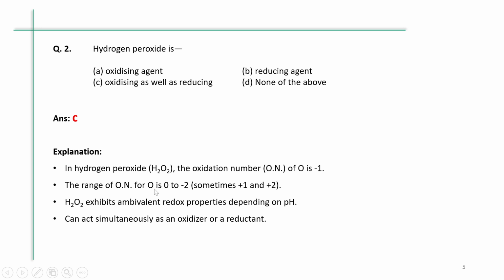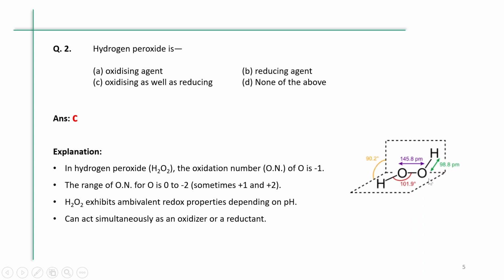The only element more electronegative than oxygen is fluorine. So when oxygen makes a compound with fluorine, such as O2F2 or F2O, it will have +1 and +2. In F2O it will have +2 oxidation state, and in O2F2 it will have +1 oxidation state. Now H2O2 exhibits ambivalent redox property. Ambivalent means simultaneously it can show oxidizing as well as reducing property.